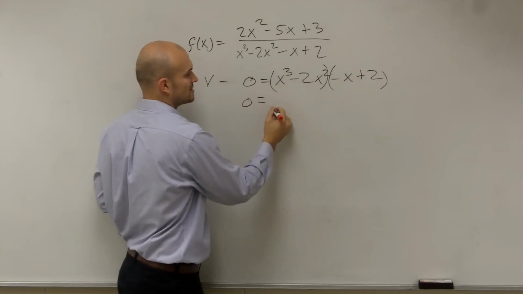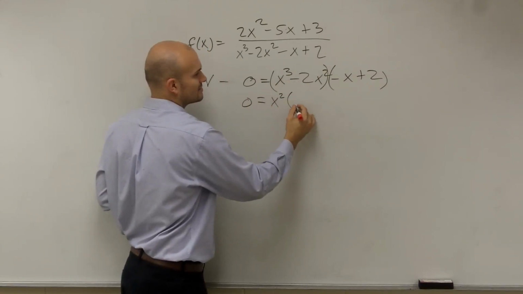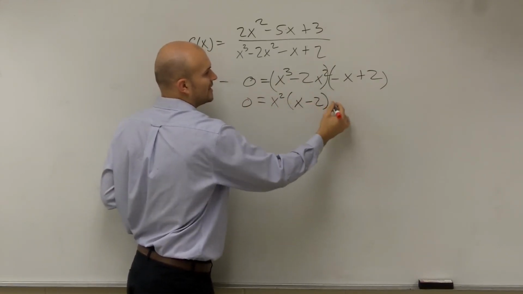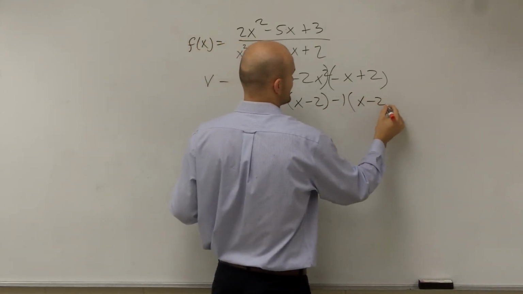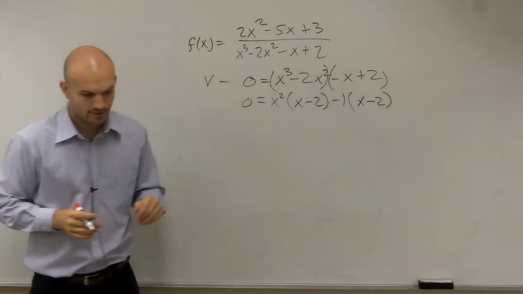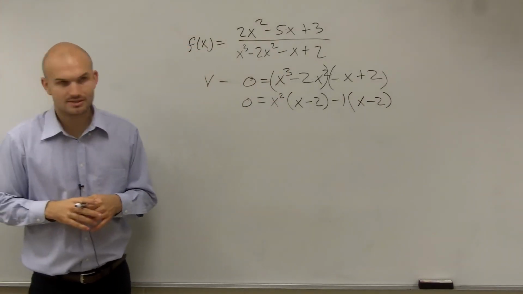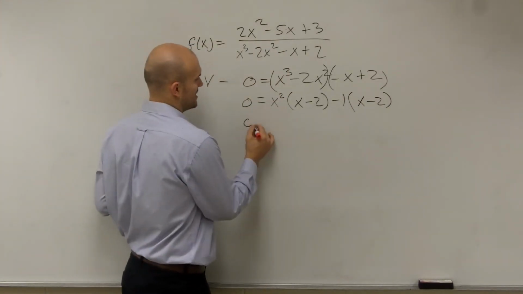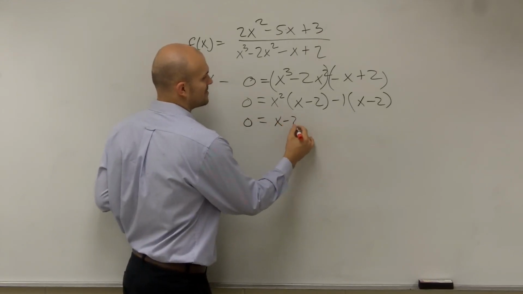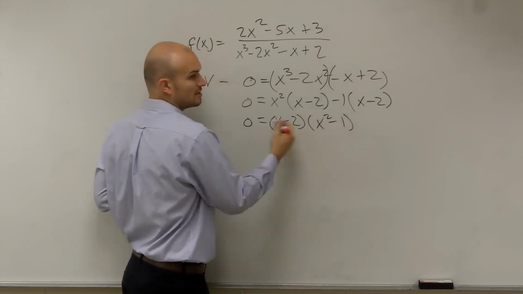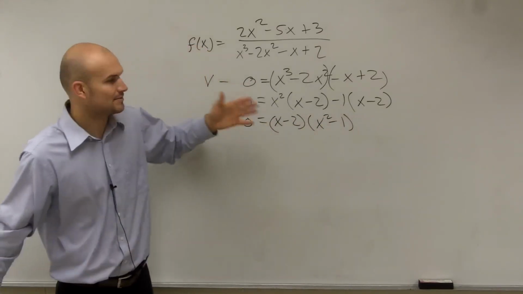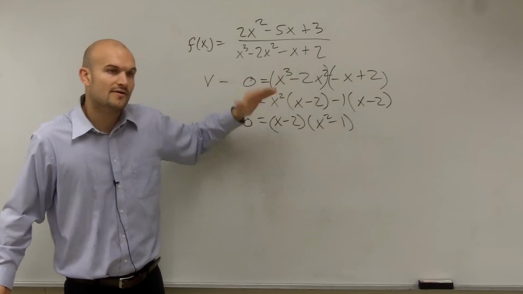So 0 equals x squared times x minus 2. Here I can factor out a negative 1, so therefore x minus 2. Does everybody follow me with the grouping? Remember this from old school? Then we have 0 equals x minus 2, I factor that out, so I have x squared minus 1. Now, the reason why we use factor by grouping, one, I can group those 2 and factor it out.